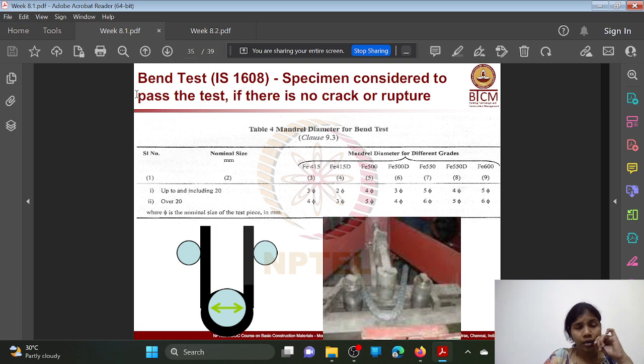This is one of the tests conducted, and the Indian standard specification for this is IS 1608. The specimen is considered to pass the test if there is no crack or rupture. So when you do this bend test, if there is no crack or rupture on the surface of the bar, then we can say that it passed the bend test.